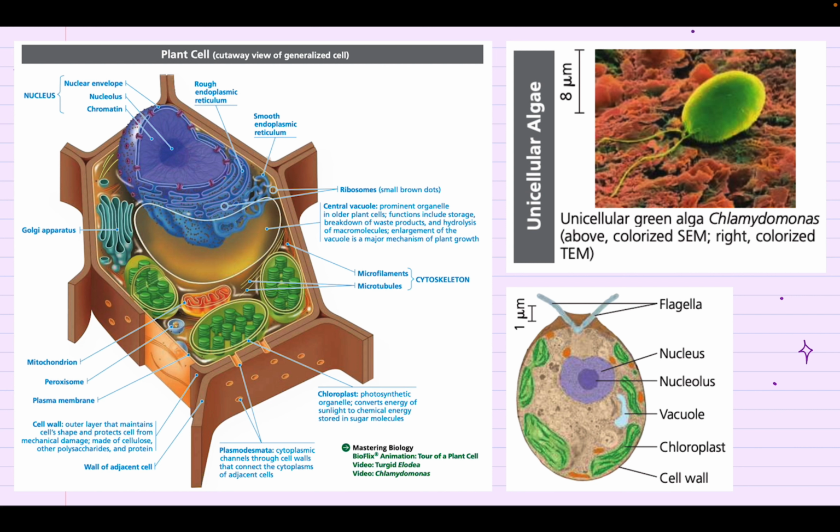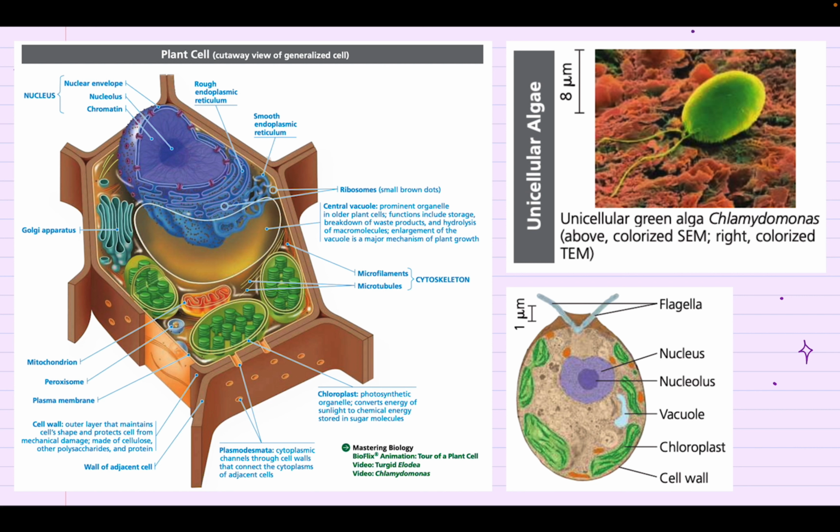And then going back to plasmodesmata, the animal cell equivalent to that is called a gap junction. It wouldn't need to go through a cell wall, but it does need to go through the plasma membrane. All right, so now let's look at this unicellular algae.